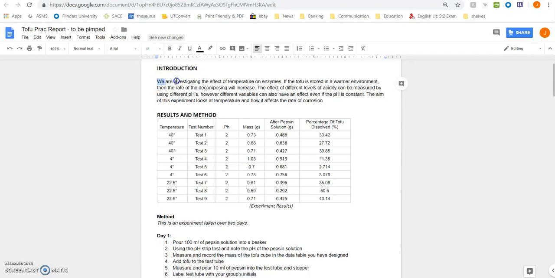Let's look at this first sentence. There's a couple of reasons why this sentence is not as good as it could be. First reason is this first word here, the personal pronoun we. There's a reason why we are writing in a passive voice.